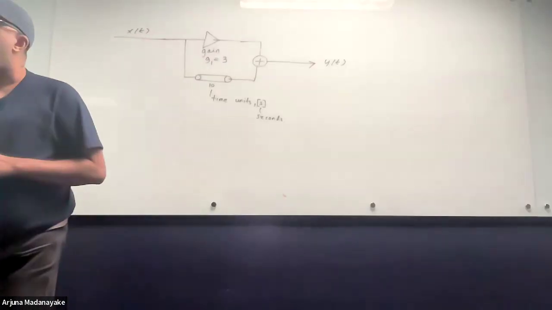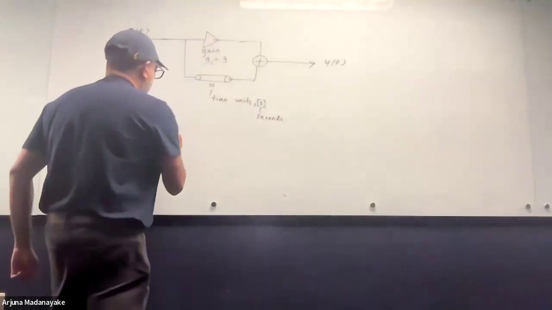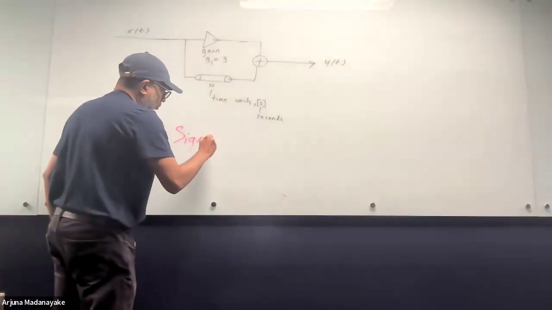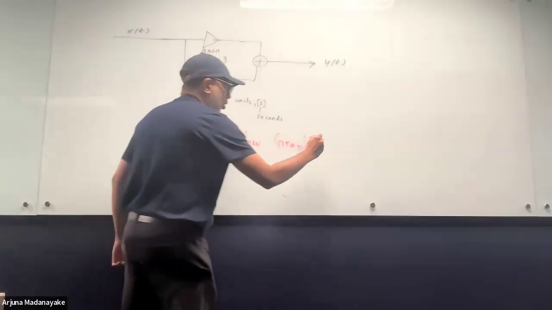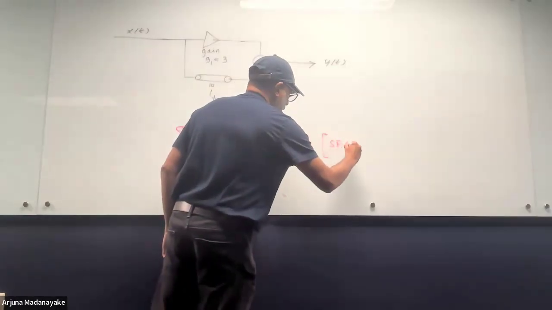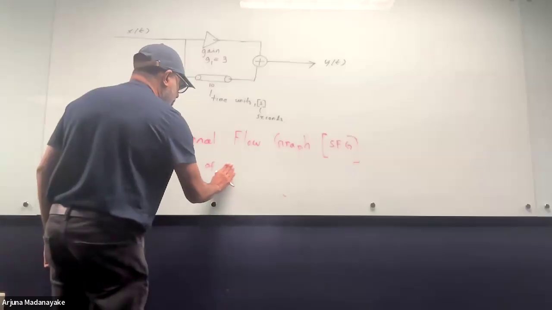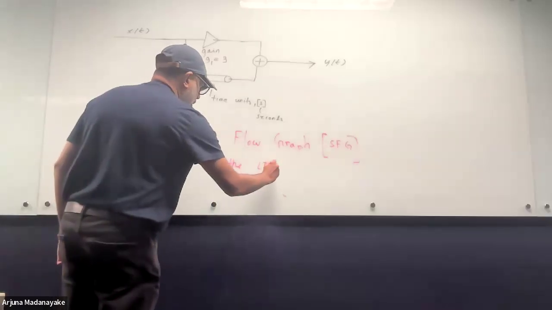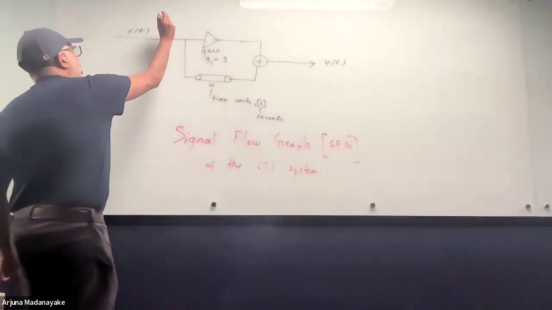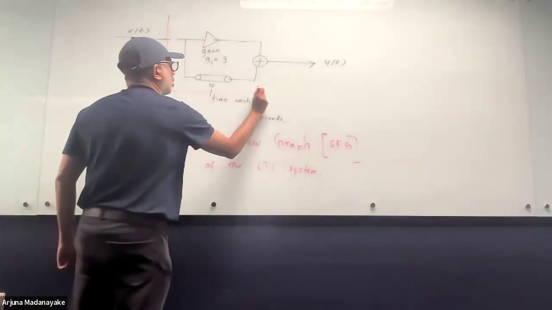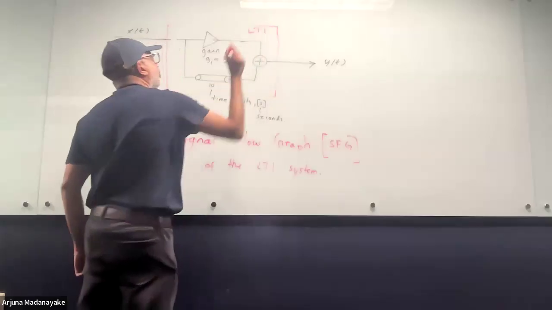So this is called a signal flow graph. We'll give it a special name. We call it a signal flow graph, or FG of the particular LTI. So the system I'm going to draw as a box. This is my LTI system.